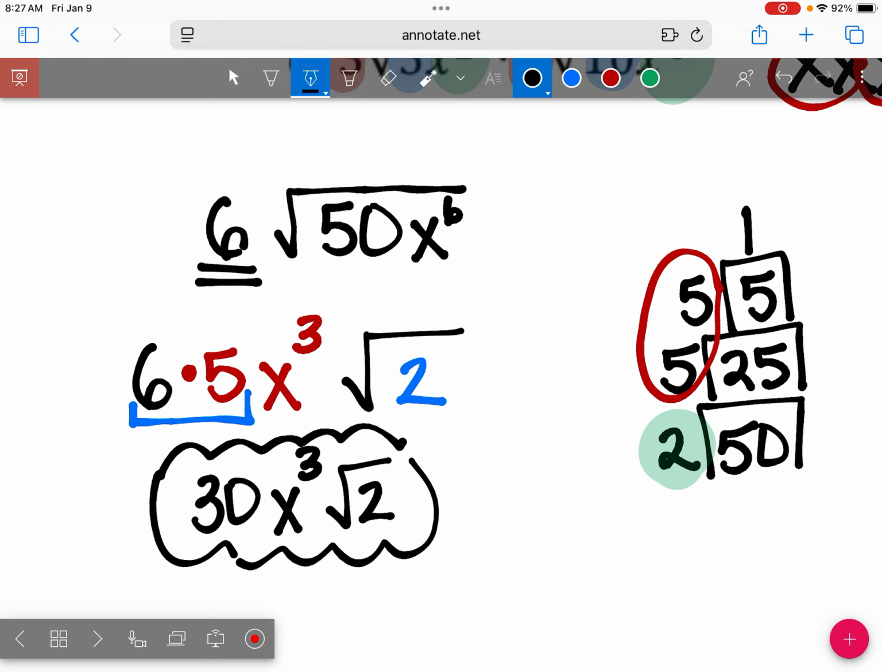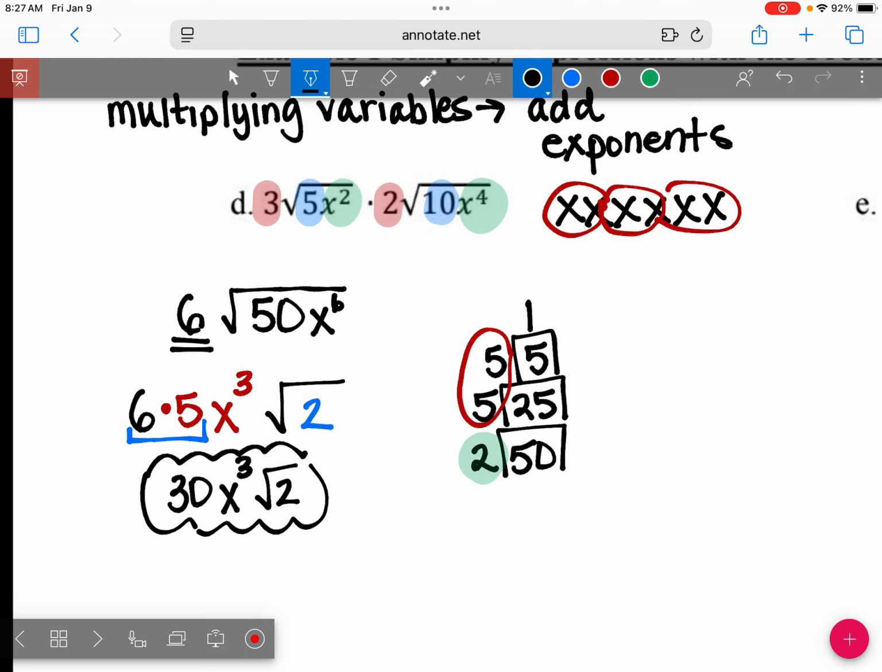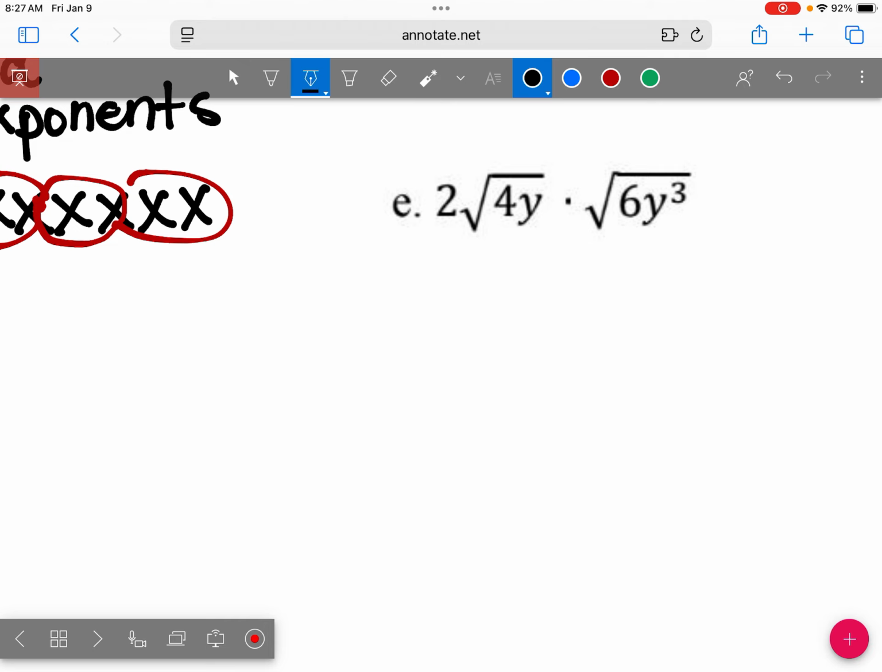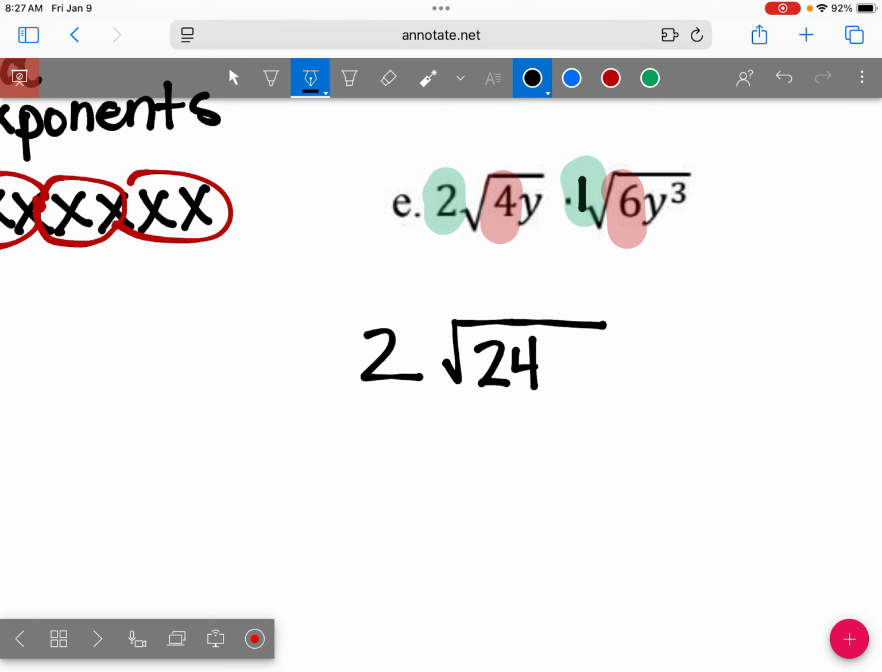Okay, we're going to do a couple more and then we'll start working on homework together. Let's look at question E. Multiply first. So I have a 2 and a 1. 2 times 1 is 2. So I'm multiplying these together. And then I'm going to make my radical. And then under the radical, I have 4 times 6. So I have a 24. And then how many y's do I have? 1 plus 3, which is 4.